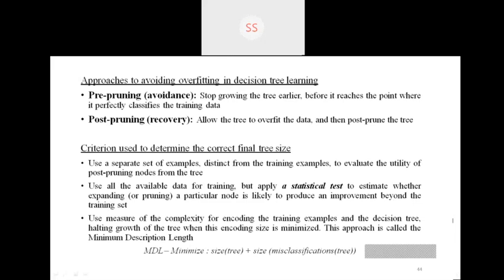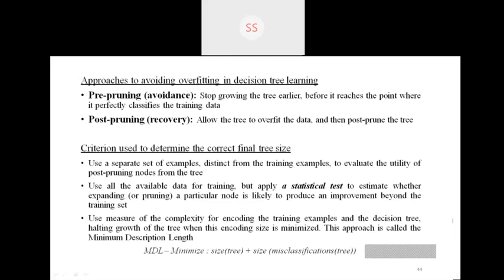You try to avoid growing the tree itself in the early stages of the construction of the decision tree. You try to avoid growth of the decision tree, right? And in the second case, it is the post pruning. So you allow the tree to overfit the data, then post prune the tree, right?